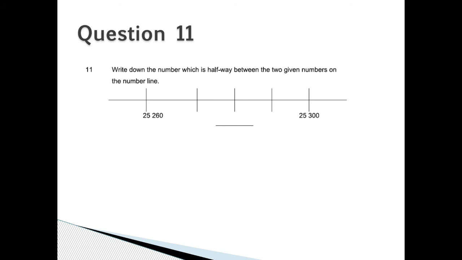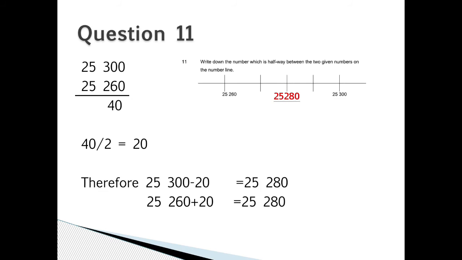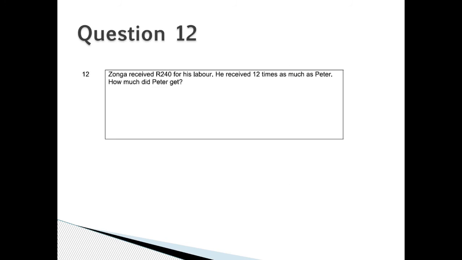Question 11. Write down the number which is halfway between the two given numbers on the number line. You have 25,260 and 25,300. We need to work out the difference between the two numbers. 25,300 minus 25,260 will give you 40. So you will add 20 to the lower number and subtract 20 from the higher number. Therefore, the number in the middle will give you 25,280.